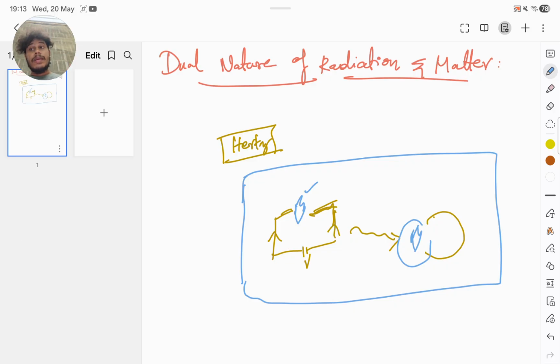Now what he did, accidentally, was turn off the light. So it is now done without light, with no light source. I am performing the same experiment without light, and he observed something different. The spark size got reduced. The spark he got before and the spark he got now without light, it got reduced.